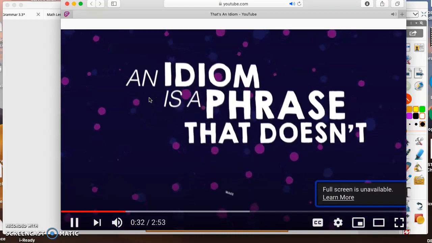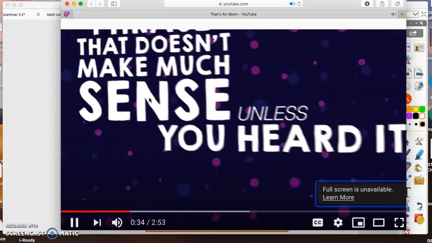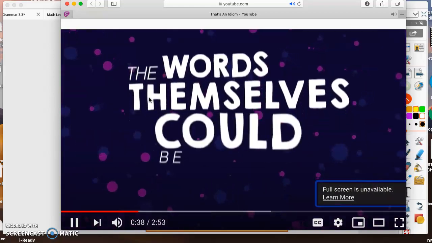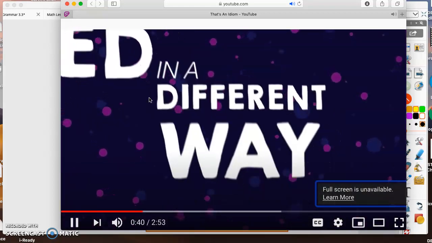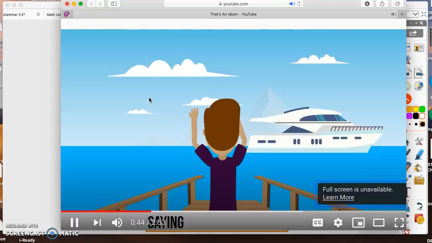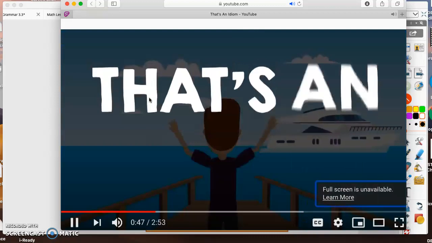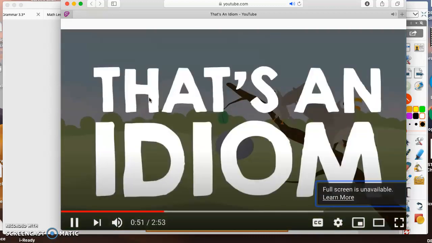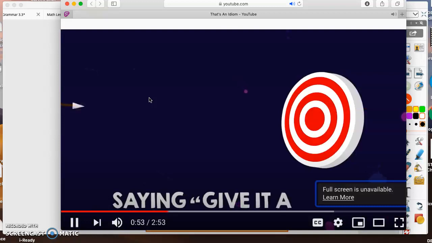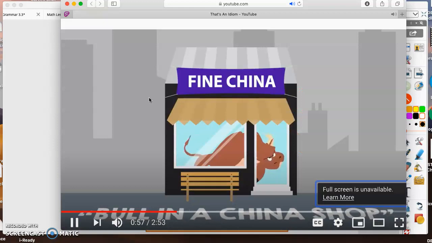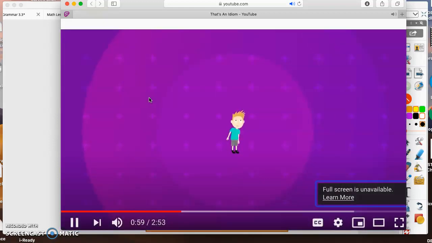An idiom is a phrase that doesn't make much sense unless you've heard it before and you know what it means. The words themselves could be used in a different way than what the person means when they use the phrase. Saying you messed up, that's an idiom. Kill two birds with one stone, that's an idiom. Say you give it a shot, that's an idiom. A bull in a china shop, that's an idiom.